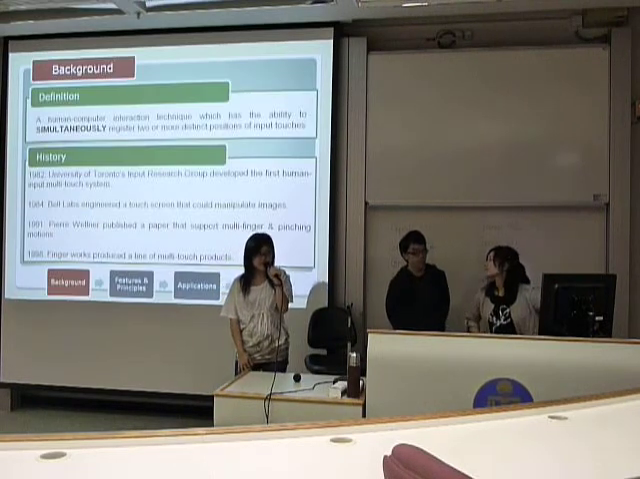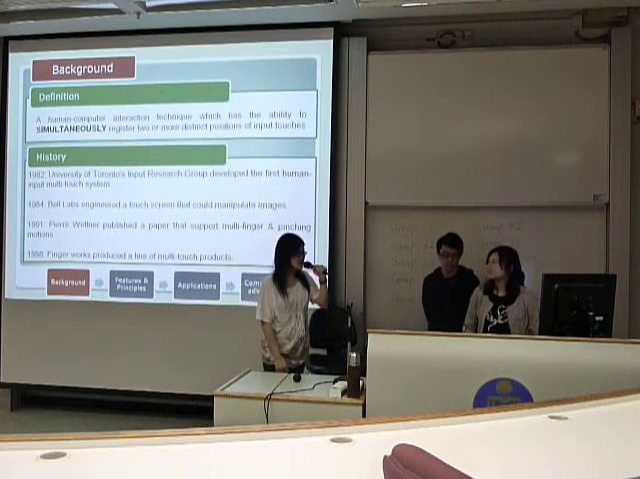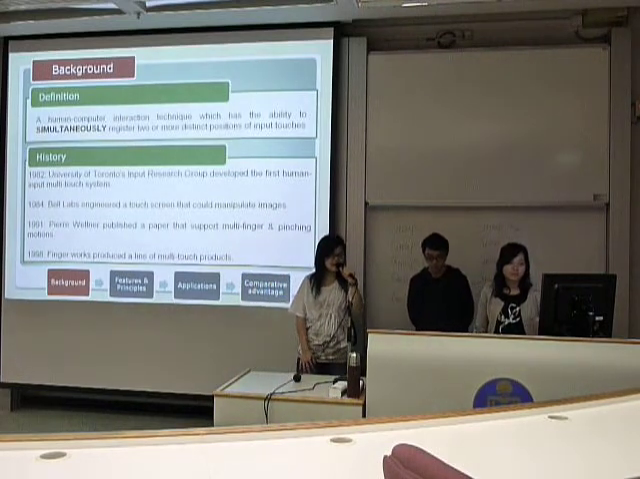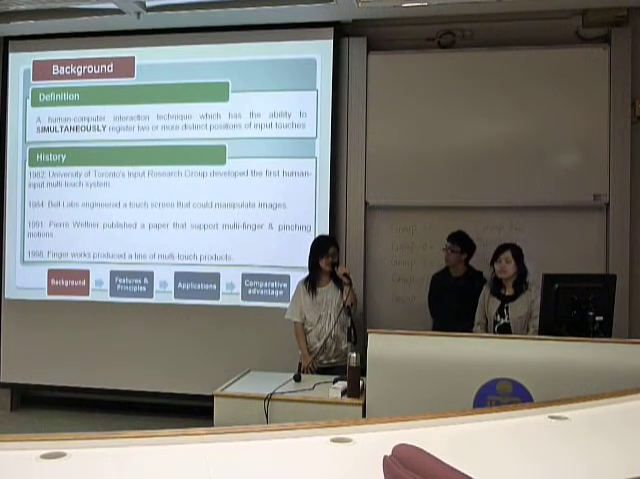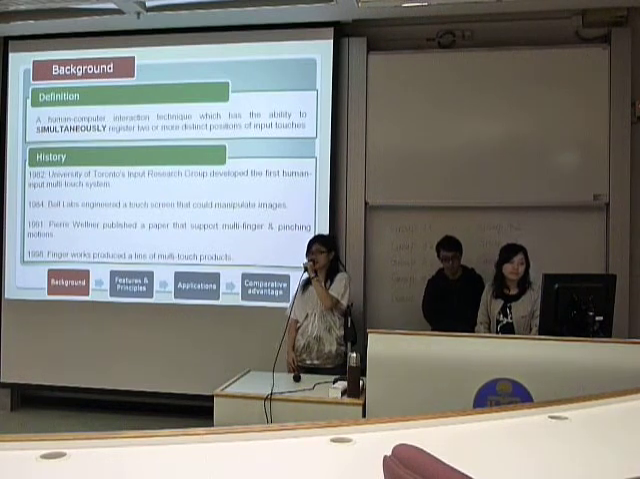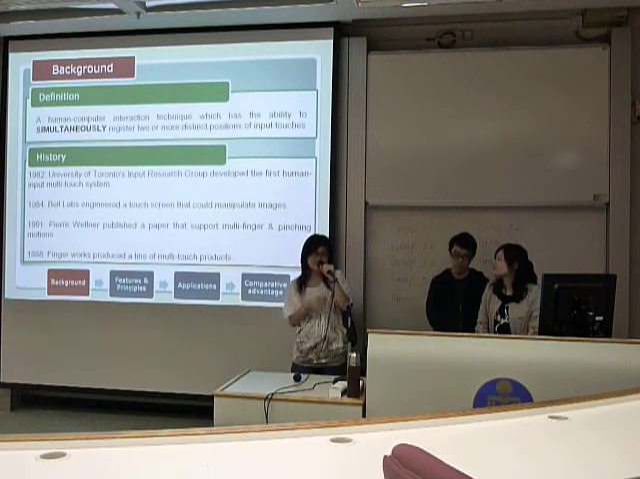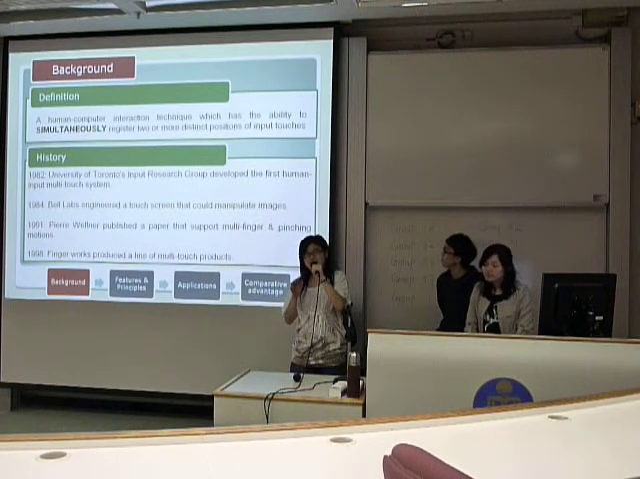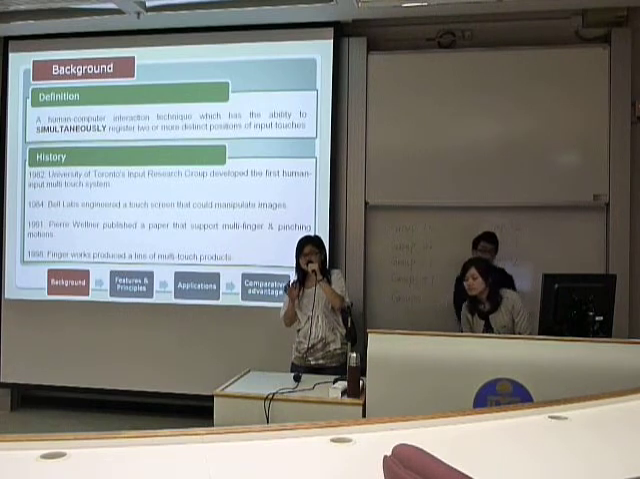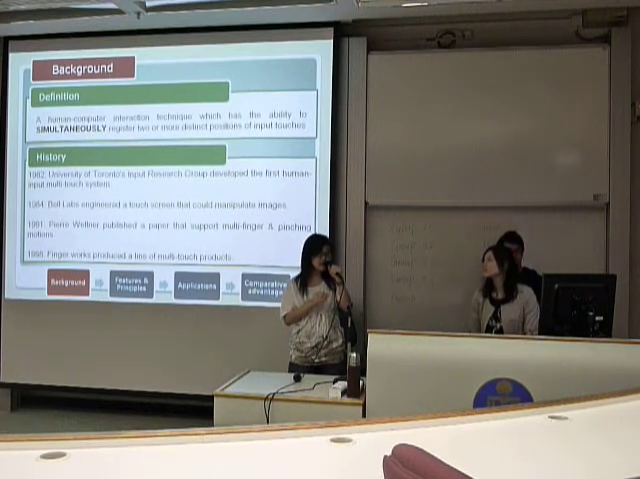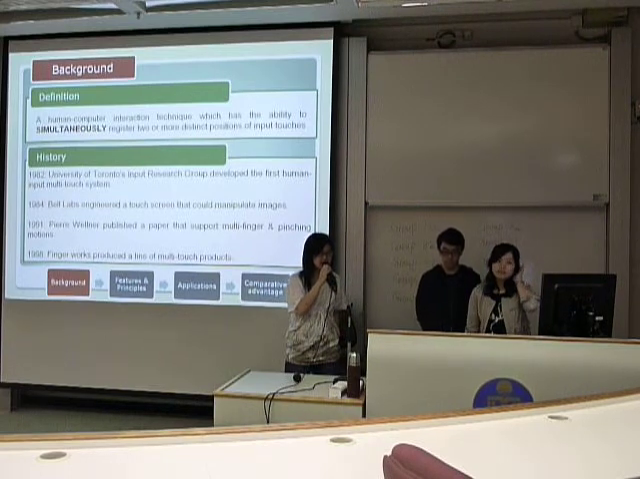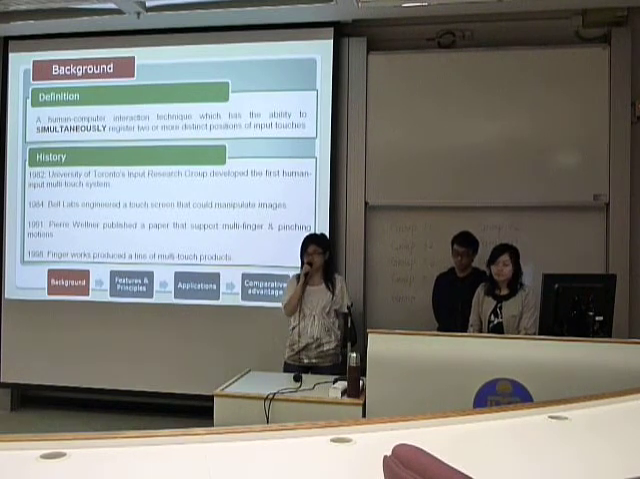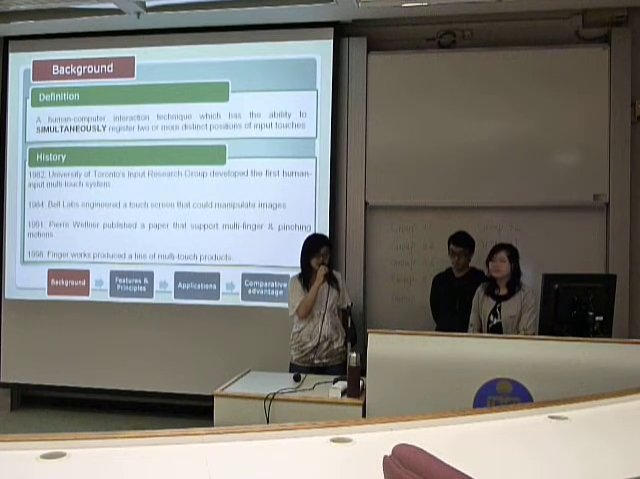So first, the definition: it is a human-computer interaction technique which has the ability to simultaneously register two or more distinct positions of input touches. This is quite technical, but in reality it just means it can feel two or more fingers at the same time. Its very brief background is more than 28 years of history, and the very famous Bell Labs was also involved in engineering a touchscreen that could manipulate the image.